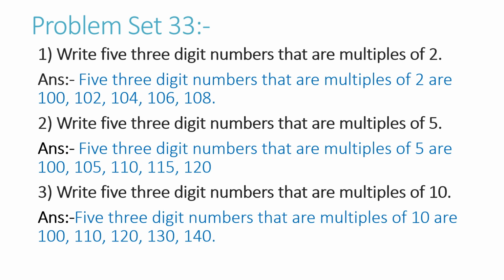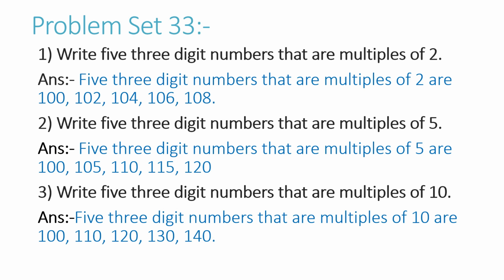Now let us solve the problem set 33. Write 5 three-digit numbers that are multiples of 2. So according to the test of divisibility by 2, 0, 2, 4, 6, 8 digits should be there in the units place. Then only the numbers are multiples of 2. Okay, so I took here 100, 102, 104, 106 and 108.